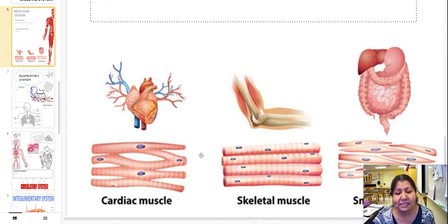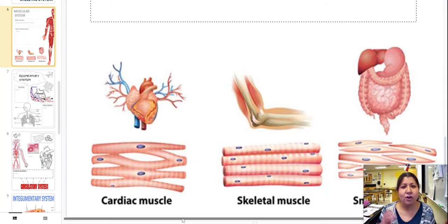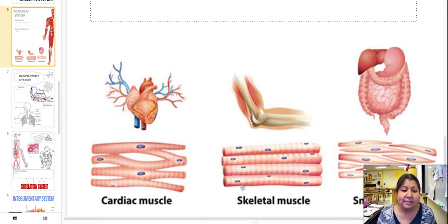So if we look at these three pictures, we can see that they all three look different. So they all have nuclei, which are these little purple circles that are here, and they're all kind of in strips. But if I look at my cardiac muscle, I can see some of these strips are attached, and we call that branching. And so my cardiac muscle, because the heart has to pump all together, all those muscle fibers need to be connected so they can communicate with each other.